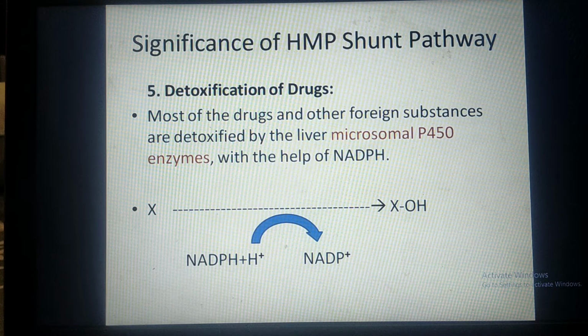I have shown here that the majority of them will add a hydroxyl group, an OH group, to the drug. Due to the addition of this hydroxyl group to the hydrophobic compound, it becomes amphipathic and soluble in water and can be easily excreted. Now, to convert the hydrophobic form into the hydrophilic form of the drug, the enzyme requires hydrogen atoms, which are supplied by NADPH. So in this way, NADPH helps in detoxification of drugs.